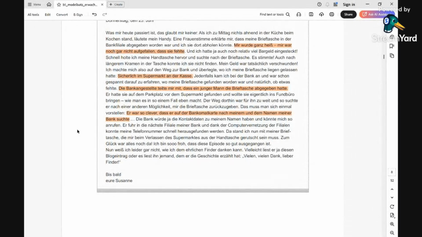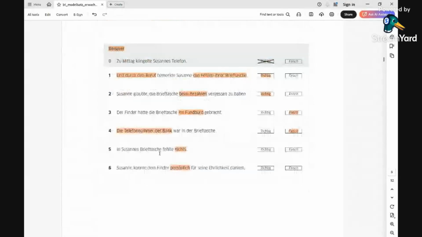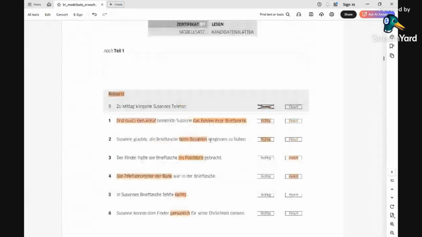So, er fuhr in die nächste Filiale meiner Bank und dank der Bankcomputervernetzung der Filiale konnte meine Telefonnummer schnell herausgefunden werden. So he took the purse to the bank, and since the bank is digitalized, they saved the number of the person, and that's how they could find their contact details. So Nummer 5, in Susannes Brieftasche fehlte nichts. So let's see if nothing was missing in her purse.